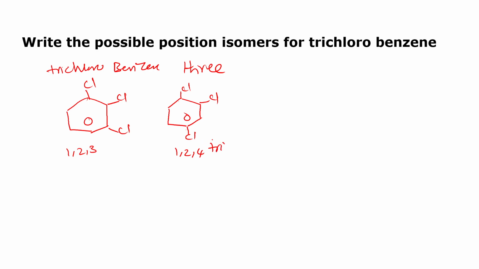Next, coming to the next one, 1,3,5 trichlorobenzene. 3 means here 5. 1,3,5 trichlorobenzene. Clear? So these are the possible 3 isomers of trichlorobenzene. Hope you understand this one.